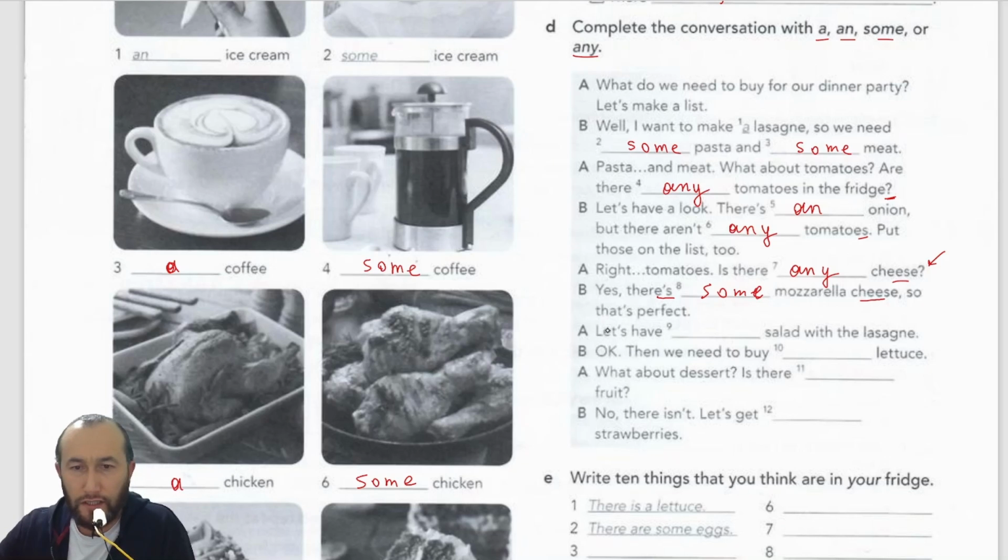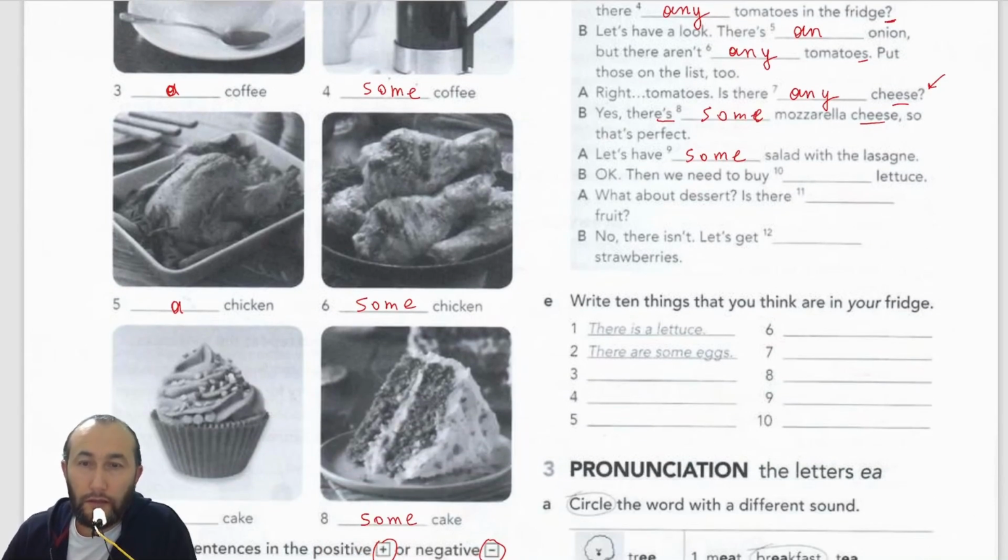So that's perfect. A says, let's have salad. Salad is uncountable, so we say some. Let's have some salad with the lasagna. And B says, okay. Then we need to buy lettuce. So a lettuce, countable, a lettuce. We can also use the uncountable form as well. Really, we can use both. So we can say, then we need to buy a lettuce, or then we need to buy some lettuce.